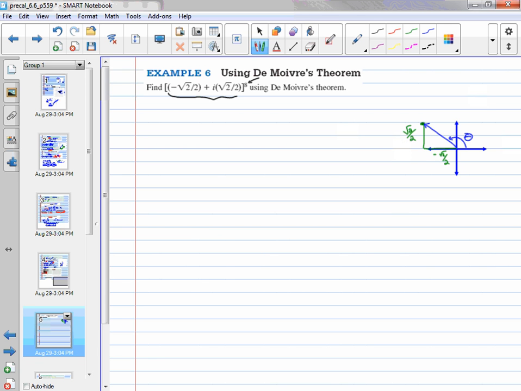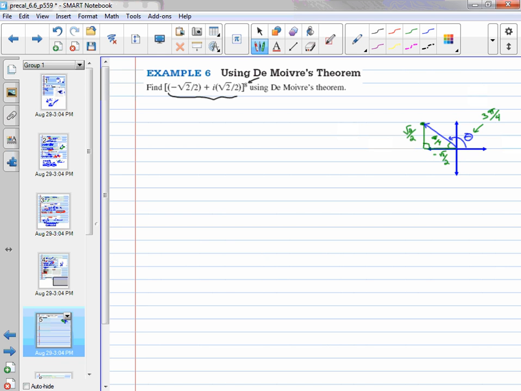Well, that may not seem like anything special, a special triangle, but if you think a moment, those two legs are the same length. This is a 45, 45, 90 triangle. Or if you will, that angle is pi over 4. So that means this angle, the one we want, is 3 pi over 4.